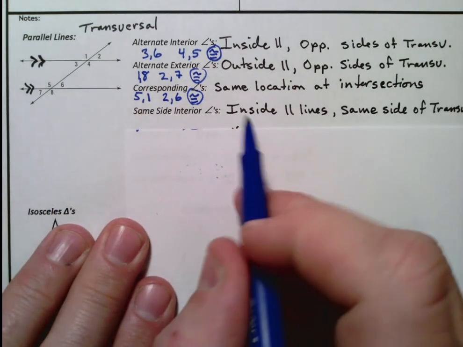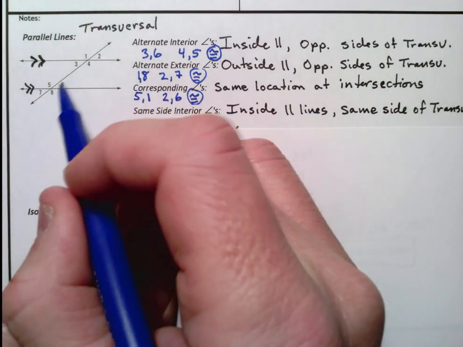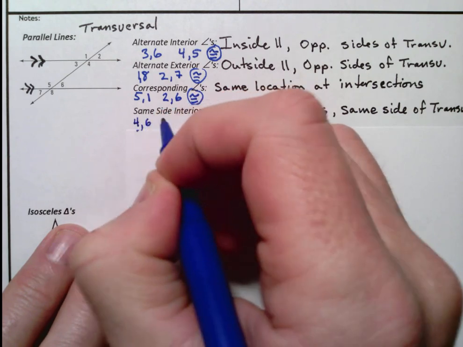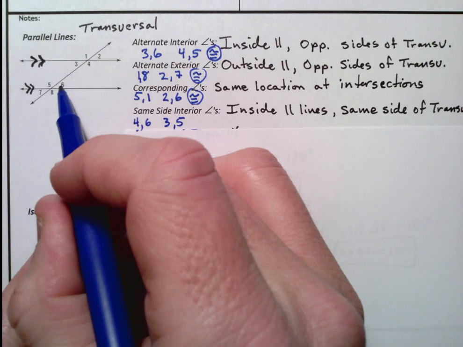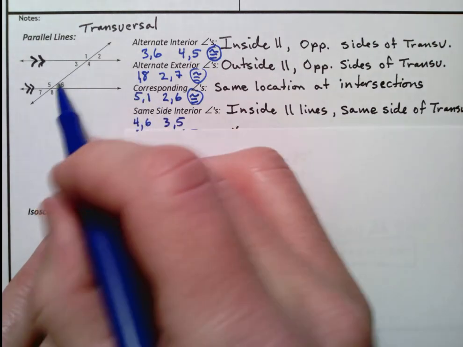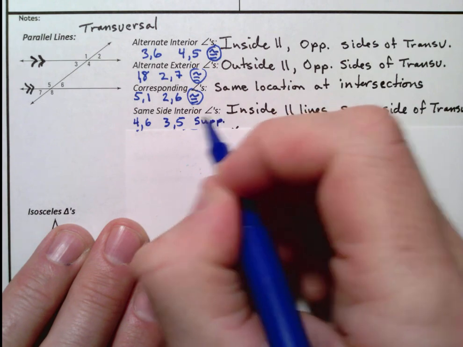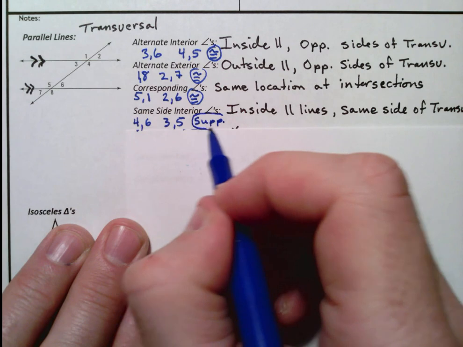Next, same side interior. That means they're on the inside of the parallel lines and on the same side of the transversal. That's 4 and 6, and then 3 and 5. When they're like this, you'll notice one's acute and one's obtuse, but even more special, these are going to be supplementary angles. So same side interior is different than the first three we talked about. These are going to add up to 180 degrees.